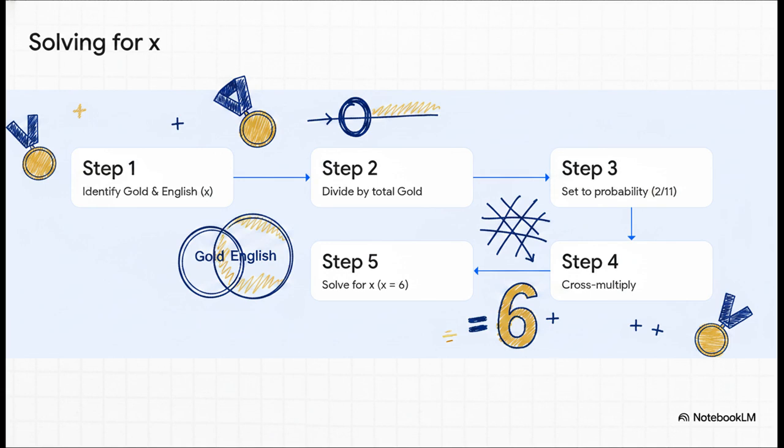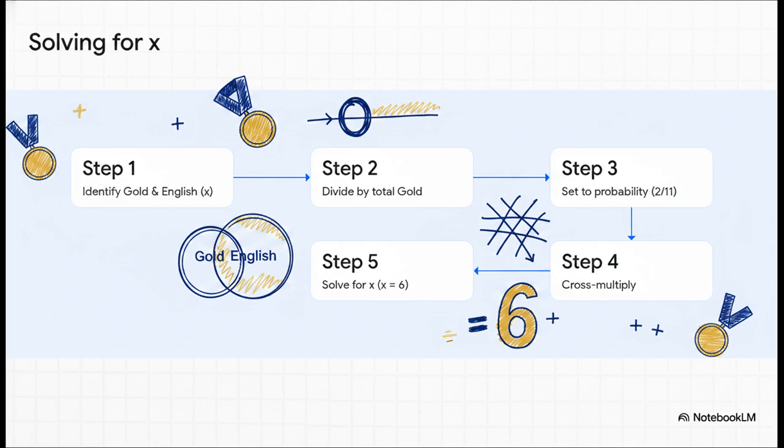Because we are specifically given that the metal is gold, our denominator, our total possible outcomes, is strictly our total gold metals, which, as we just figured out, is 6x minus 3. So, step 1, identify the numerator, the metals that are both gold and English. That's x. Step 2, pop x over the total gold metals to get the fraction x over 6x minus 3. Step 3, set that entire fraction equal to the probability they gave us in the text, 2 over 11. Actually, writing that exact setup gets you the mark right there.